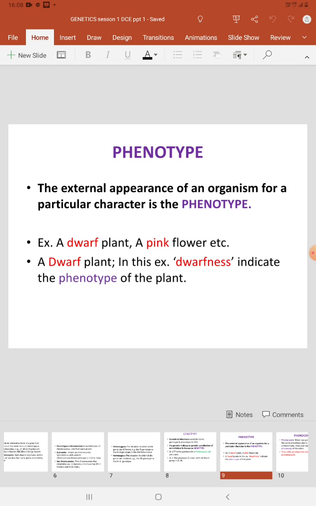Phenotype, the external appearance of an organism, is referred as phenotype. How an organism looks, whether it is tall or dwarf or fair or dark, that is referred to as phenotype. And phenotype changes with the time. A dwarf plant, in this case, the dwarfness indicates the phenotype.